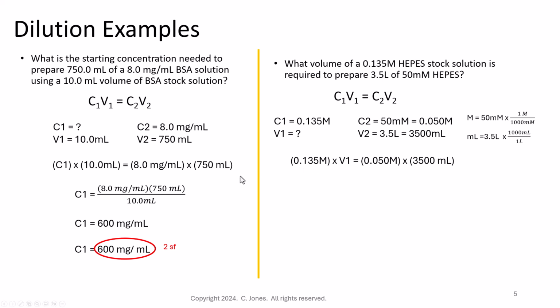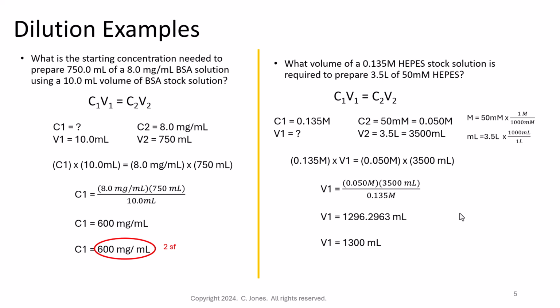All right. So we're going to plug the values into our C1V1 equals C2V2 equation, and this is what it looks like. We need to solve for V1. And so V1 is 0.05 molar times 3,500 mils, and then we divide both sides by 0.135 molar. When you do the math on your calculator, you get this number, 1,296.2963 mils. That's a lot of digits. So just intuitively, you should be thinking that's too many significant figures. So we're going to adjust for significant figures, and if we round this, it becomes 1,300 mils.